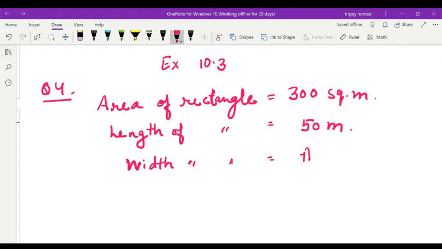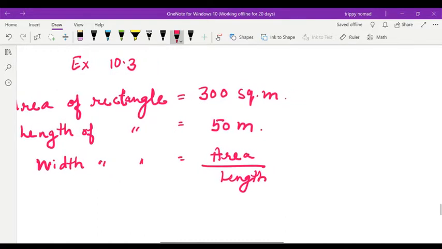Area upon length. Okay, what is that? 300 upon 50, 0 cut, 5 6 30, so 6 meter.